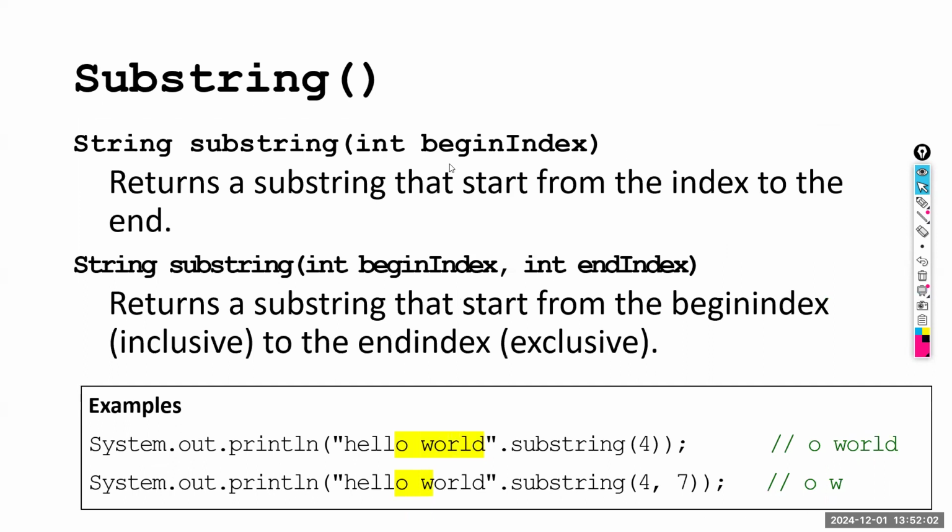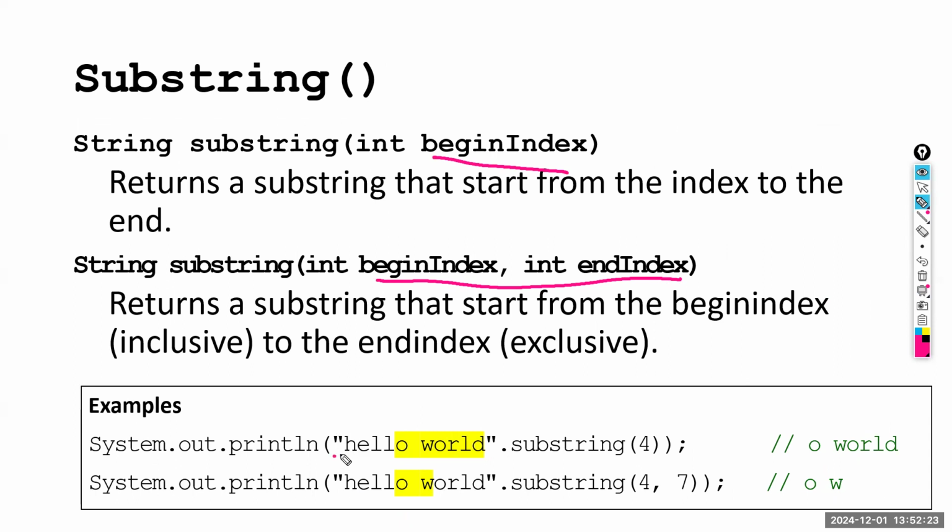So the next one is substring. This is the one that is most widely used. You want to create a slice of your string, then we use the substring method. Again, it is overloaded. You can provide only the begin index, or you can provide both begin index and end index. Okay.